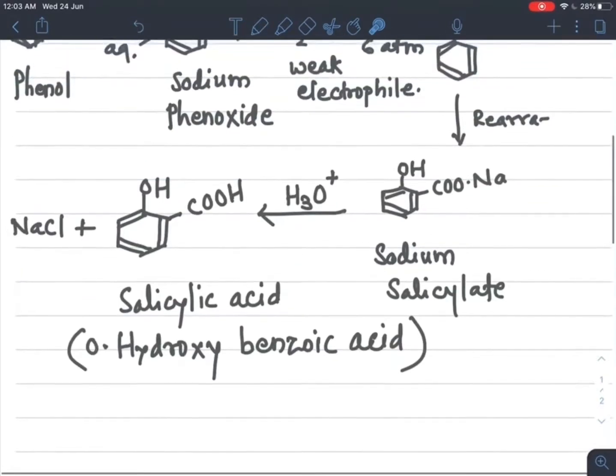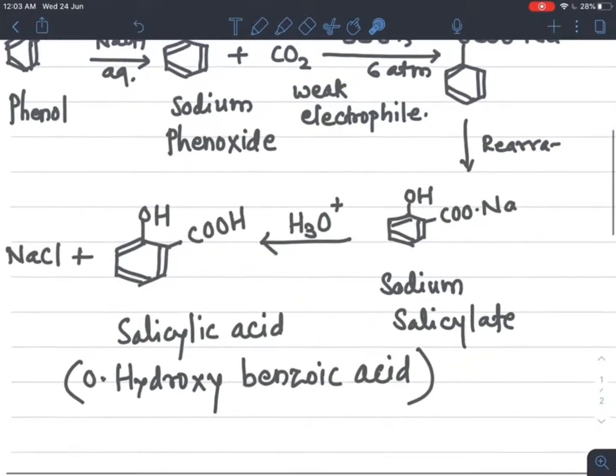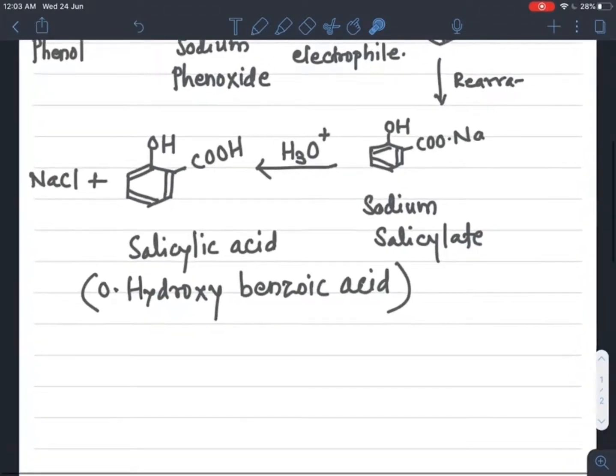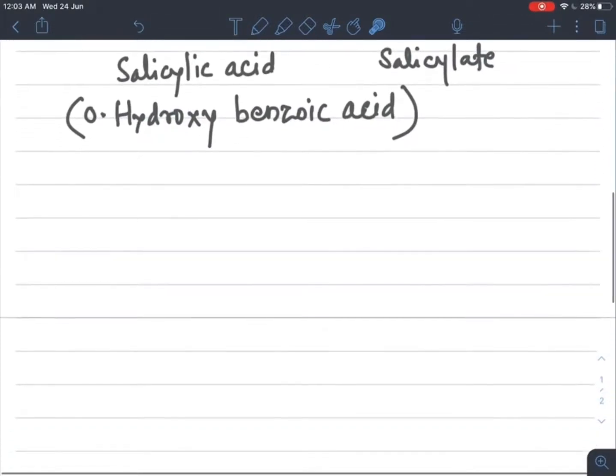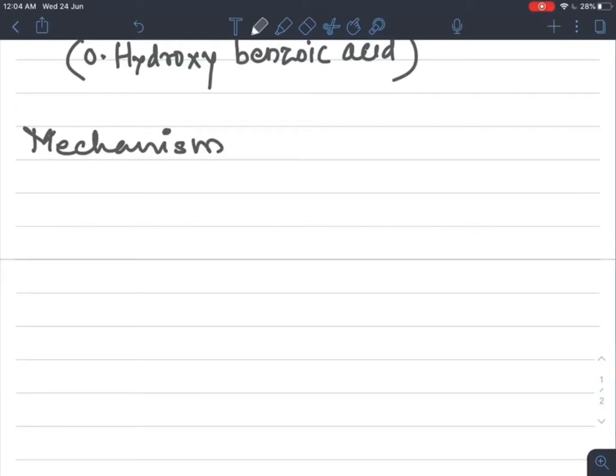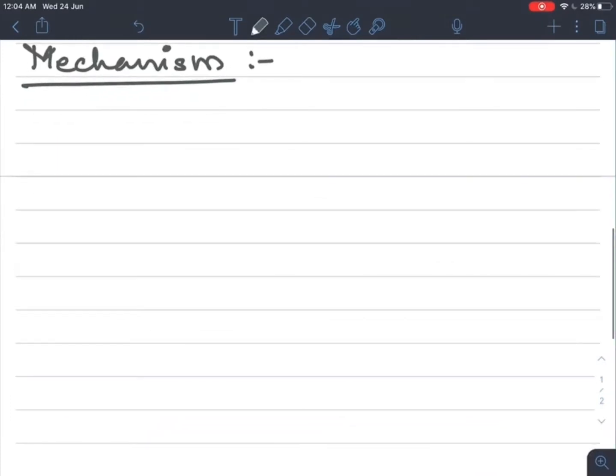Now this is the reaction, and how this reaction takes place, that part we will see in the mechanism. Mechanism means how the reaction takes place, which is the most important part for all exams, that is CET, NEET, JEE. So how does the reaction take place here?